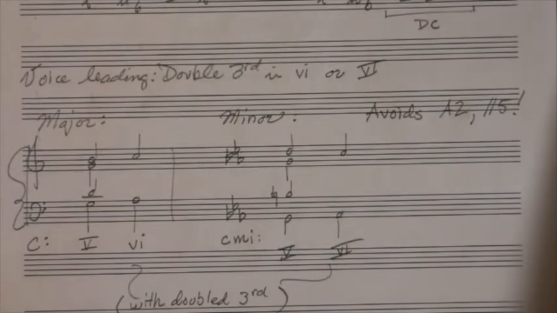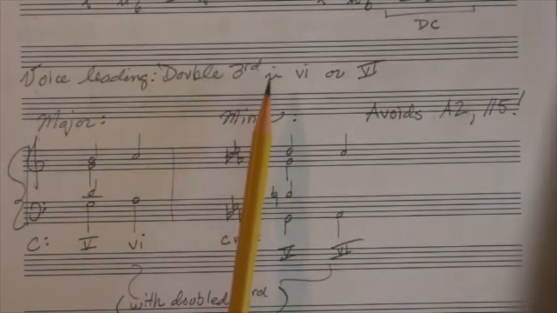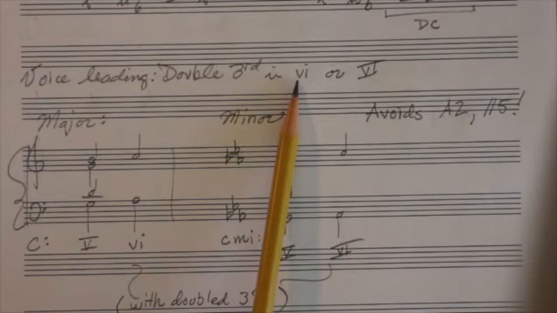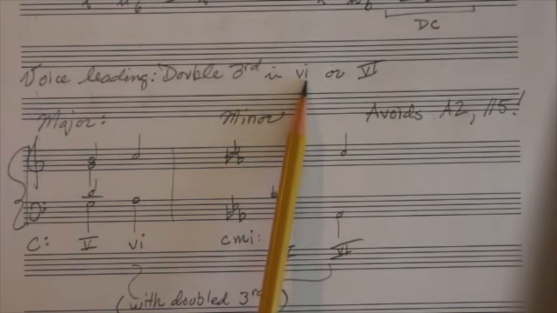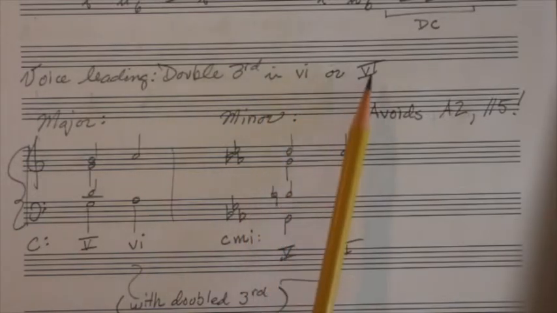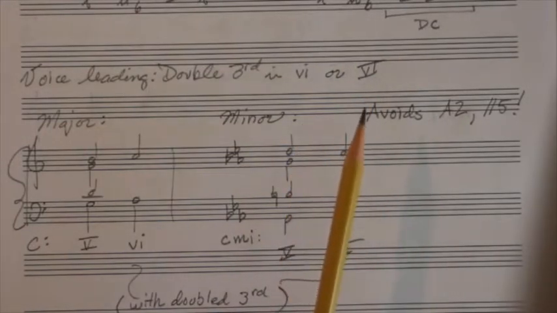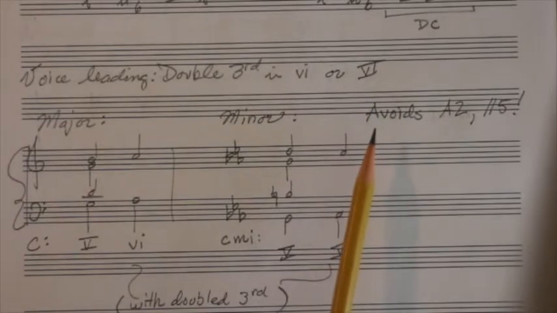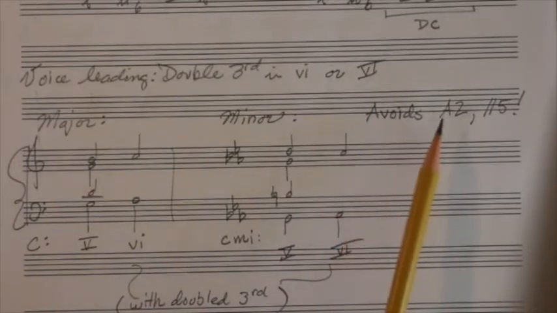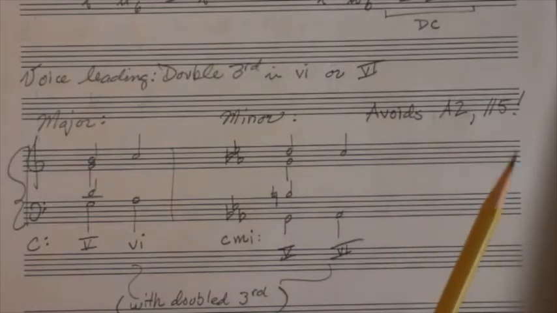There's only one trick that you need to know, that you should double the third in the chord that you arrive on. Either this 6, if the music is in a major key, you arrive on minor 6, or this 6, if the music is in a minor key, you'll arrive on a major 6. And by doubling the third in that arrival chord, you'll avoid voice leading problems like an augmented second in one of the voices or parallel fifths.